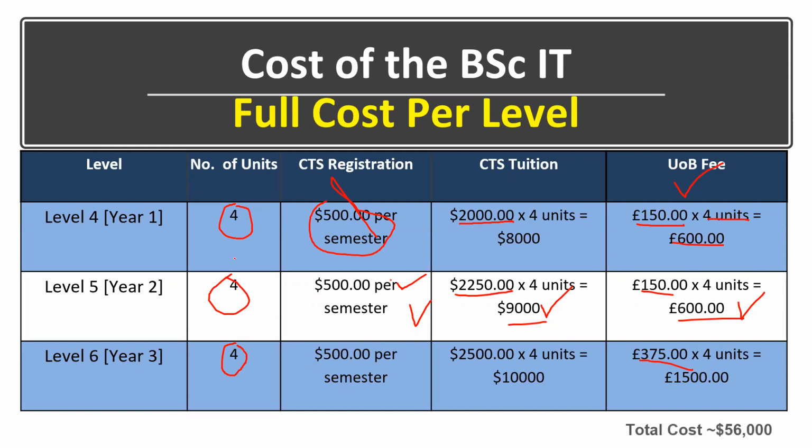right? So your total estimated cost for the entire program is anywhere from 54,000 to 56,000. That's total estimated cost in TT. All right. So that's all given that you start at level 4 all the way up to level 6.